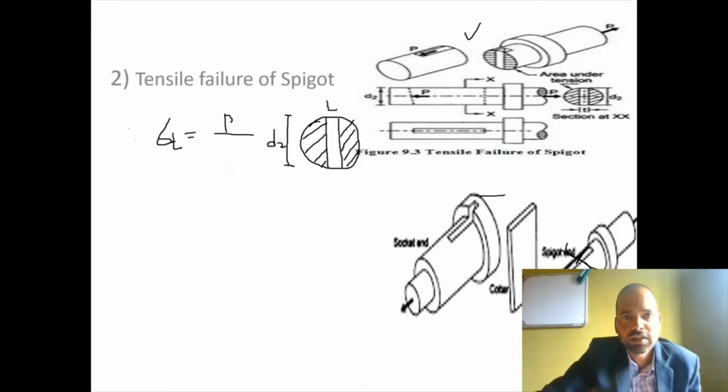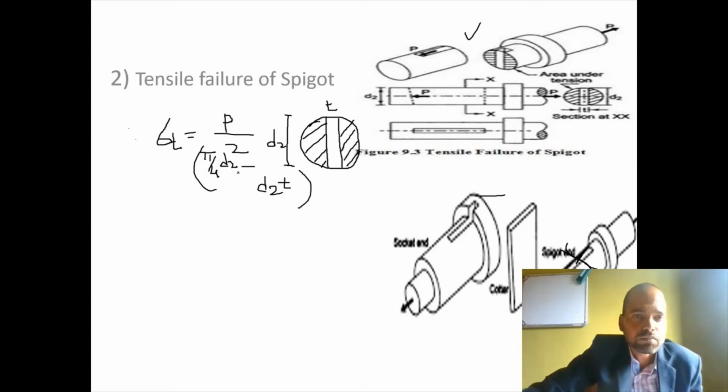This slot has dimension T, right? So what will be the area of this cross section represented by hatching lines? This area will be represented as pi by 4 into D2 square. This is the whole area, and from that we have to reduce the area which is not cut, which is the slot area, that is D2 into T.